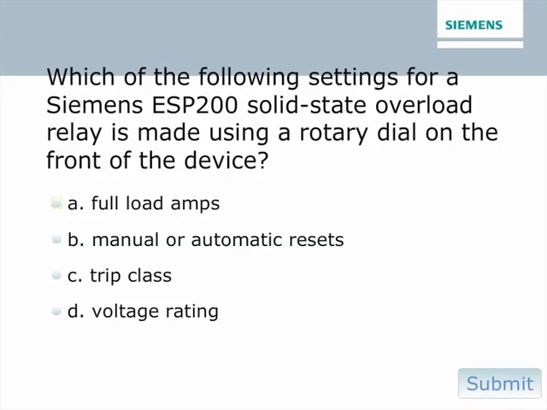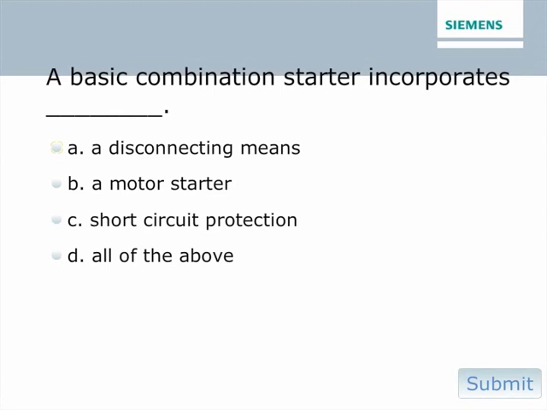Question 13. Which of the following settings for a Siemens ESP200 solid-state overload relay is made using a rotary dial on the front of the device? Is it A, full load amps, B, manual or automatic resets, C, trip class, or D, voltage rating? Question 14. A basic combination starter incorporates blank. Is it A, a disconnecting means, B, a motor starter, C, short circuit protection, or D, all of the above?